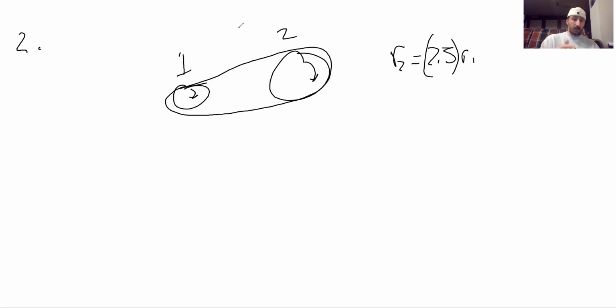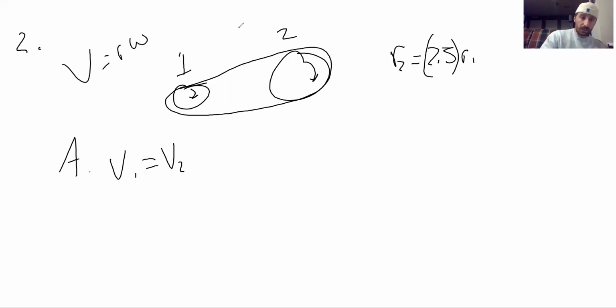From the problem, okay? So A says, what would the ratio of I1 over I2 be equal to if both the wheels had the same angular momentum? All right? So key here is this. Since the belt does not slip, the velocity of 1 has to equal the velocity of 2. And we know that linear velocity is equal to r omega. So I have r1 omega 1 equals r2 omega 2.